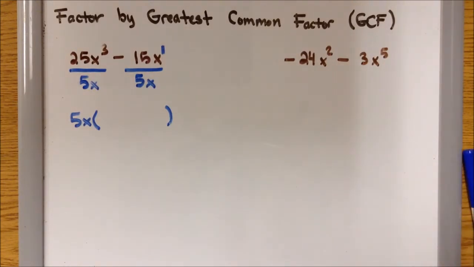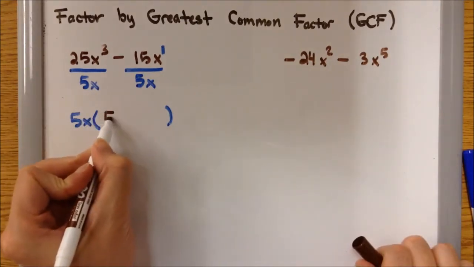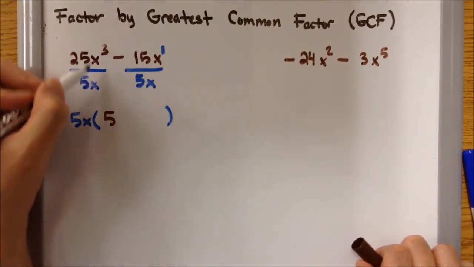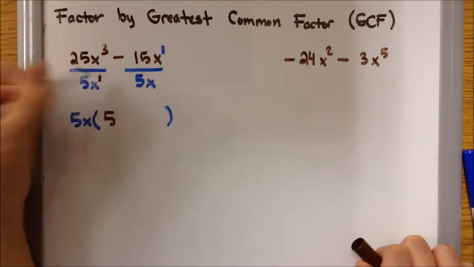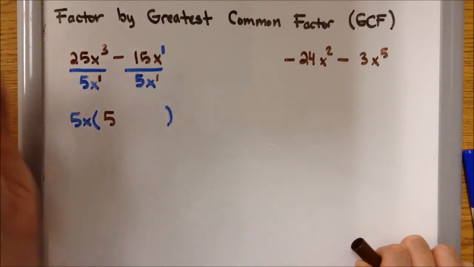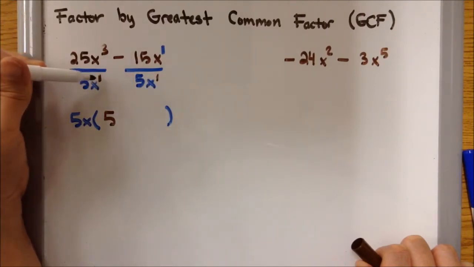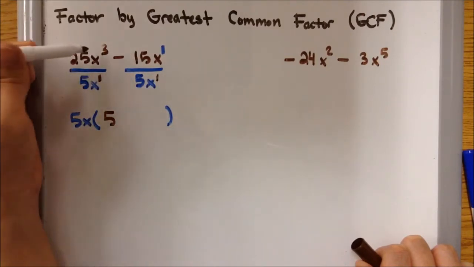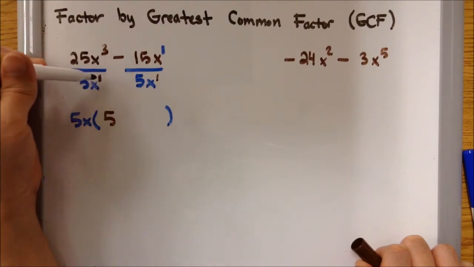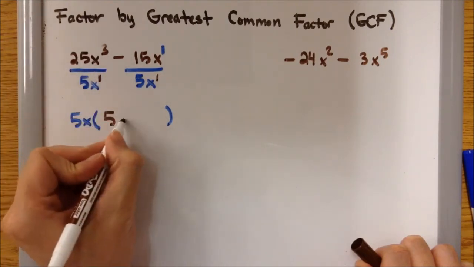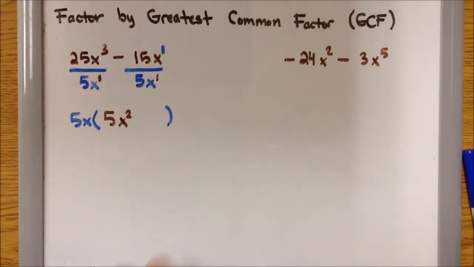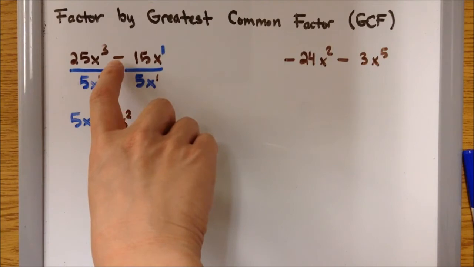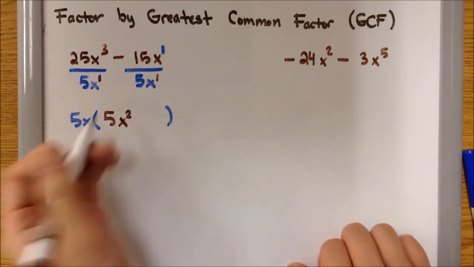25 divided by 5 will be 5. Now, when we're dividing with the same letter and different exponents, remember there's an invisible 1. When we're dividing, we're going to subtract the exponents from top to bottom. So 3 minus 1 will be 2, so x squared. Here, negative 15 divided by 5 will be -3.